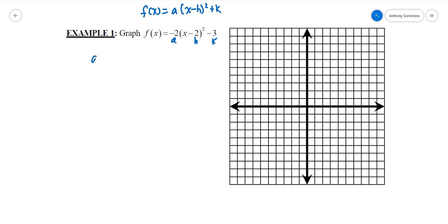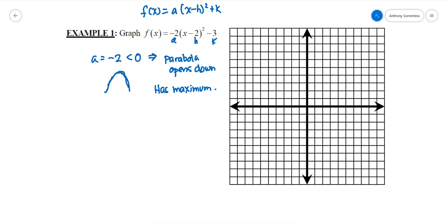So a equals -2, which of course is less than 0. This tells me that the parabola opens down. If it opens down, it has a maximum. So I know the general shape. The shape's going to look like this in general. I know that h, following the structure, is 2.